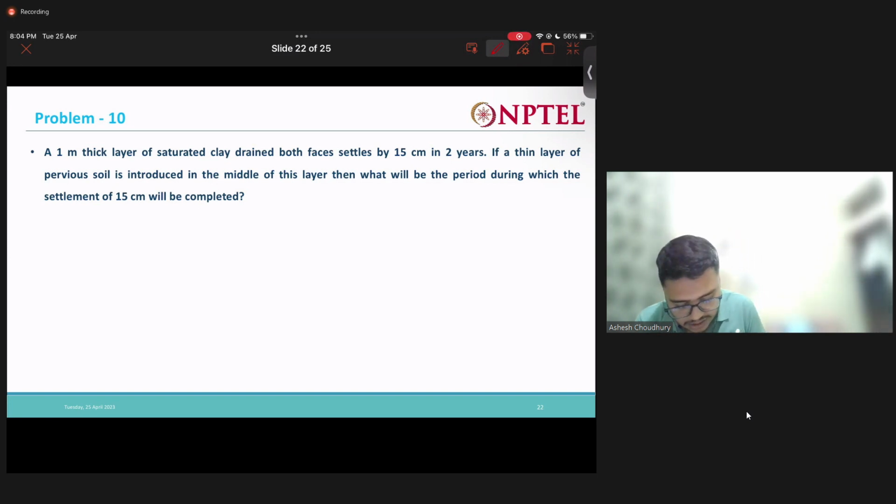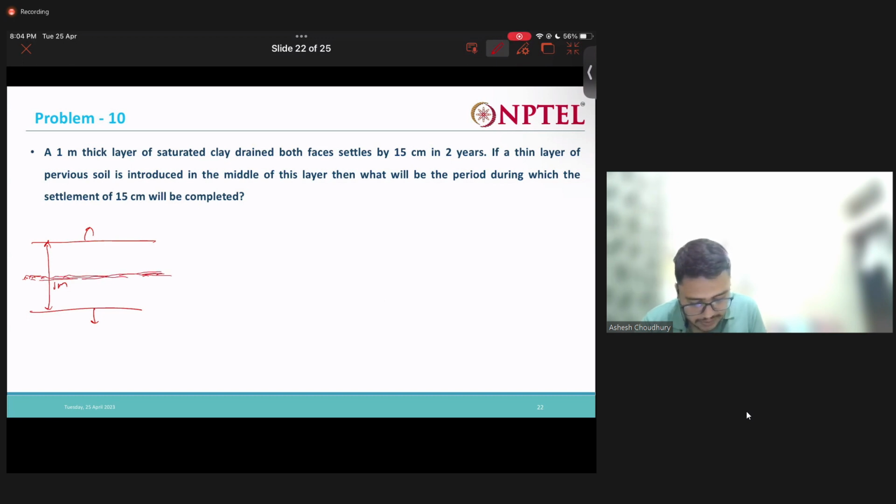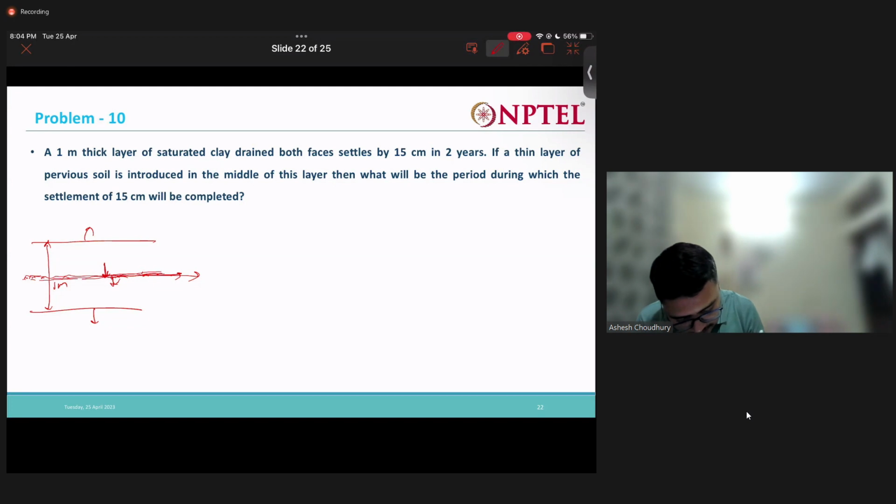Initially you have a 1 meter thick layer, and here drainage is there. Then you introduce a very thin pervious soil layer, which will also act as a drainage layer. So you are increasing the amount of drainage path, and the consolidation will get accelerated. Water from here will come and exit, and water from this layer will also get here, flow along the drainage layer and exit.